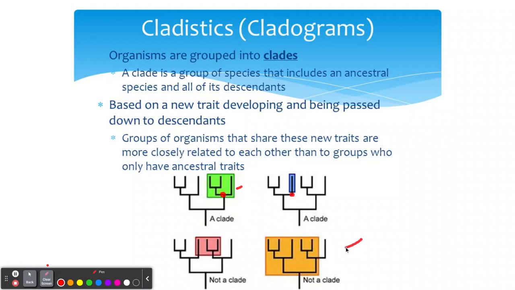Right? This is not a clade. Why is that not a clade? Because, of course, here's the ancestral species, but it doesn't include this. So we can't call that a clade. It has to include all of the descendants. Now over here, the ancestral species is right here, but we're not including this or that. So again, a clade is a group of species that includes the ancestral species and all its descendants. And you can make many different clades.